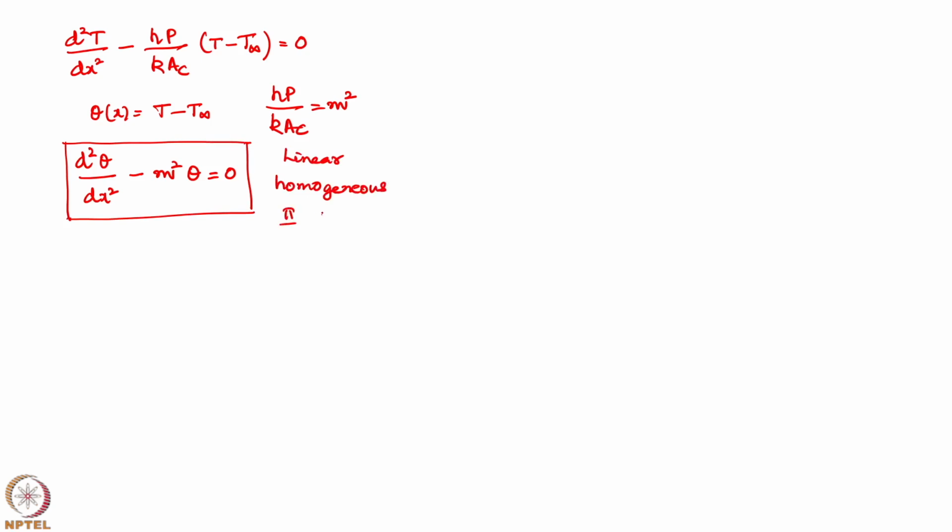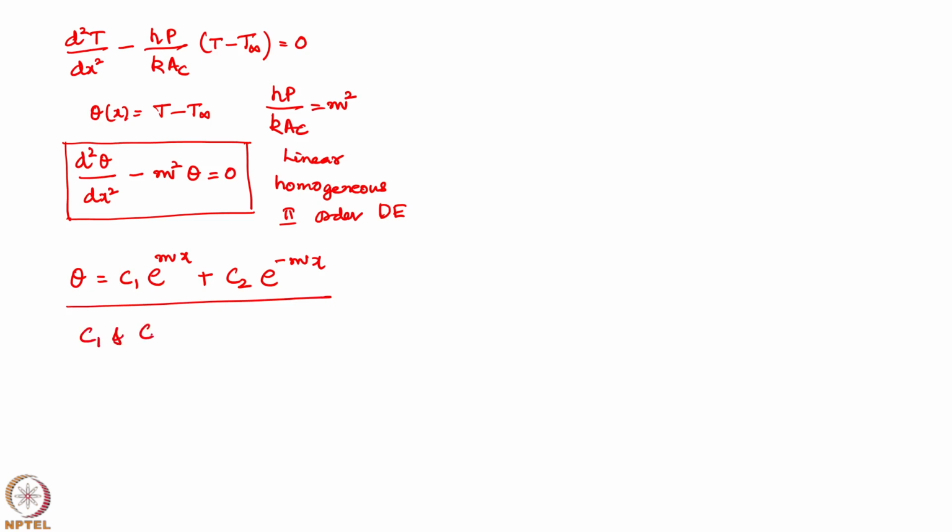What we know from maths is that the solution of this equation is theta equals C1 e to the power of mx plus C2 e to the power of minus mx, where C1 and C2 are constants. To get these constants, we need to have two boundary conditions.